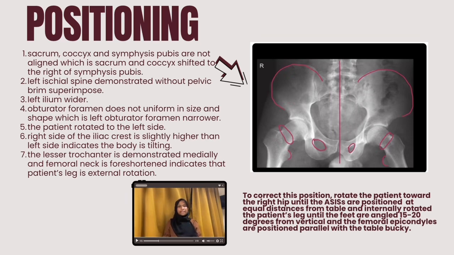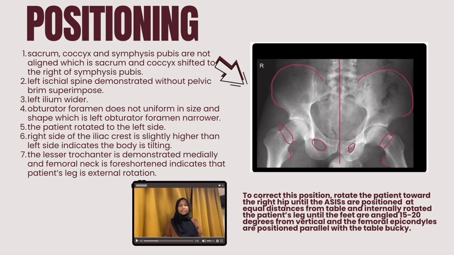And also the right side of the iliac crest is slightly higher than the left side, indicating the body is tilting. The last one is the lesser trochanter is demonstrated medially, and femoral neck is foreshortened, indicating the patient's leg is externally rotated.